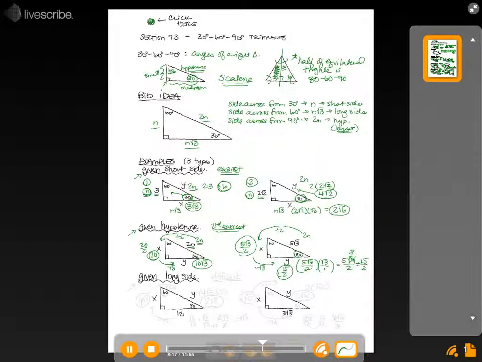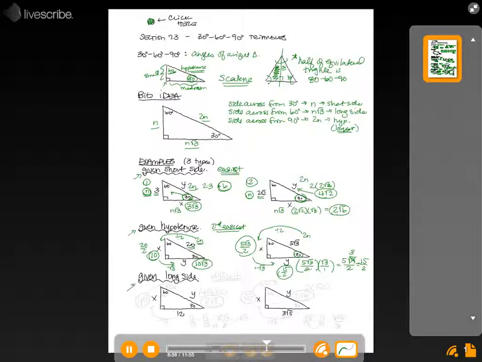This one's trickier, okay? If you start with the hypotenuse, you have to cut it in half first. That's what we mean by divide by 2 to get the short side. And then tack a root 3, multiply by root 3 to get the long side, okay? So 2 steps here. First step, if you're given the hypotenuse, cut it in half, and then multiply by root 3.